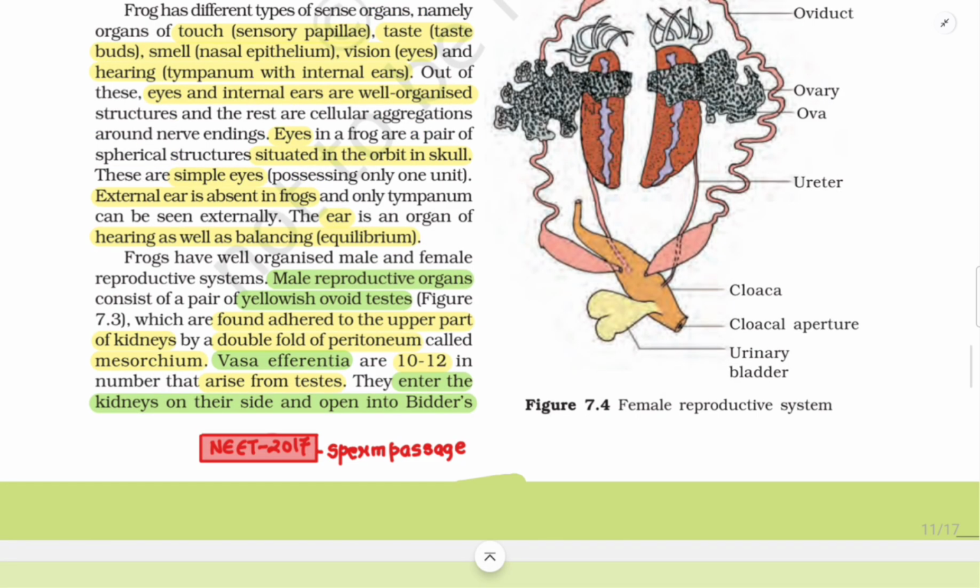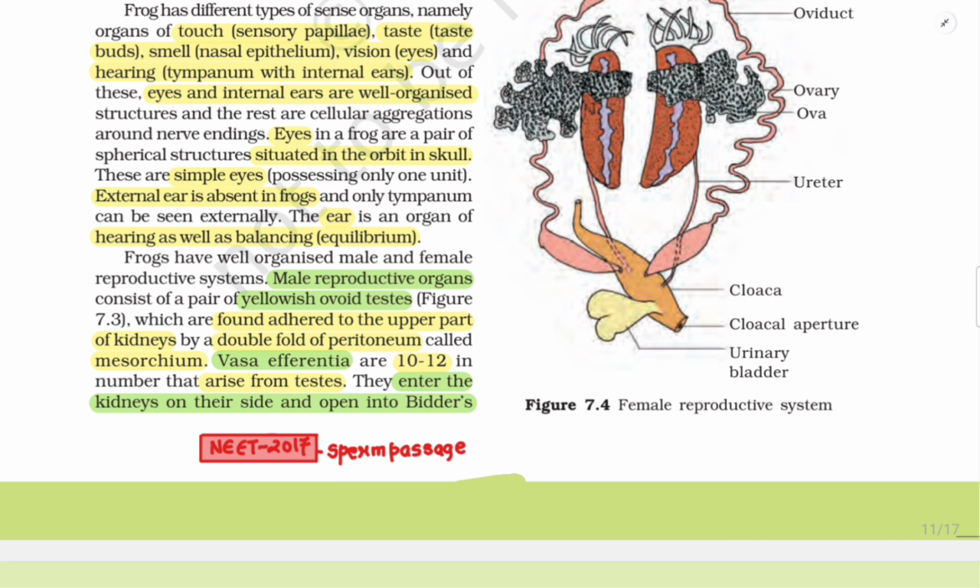column. Frog has different types of sense organs, namely organs of touch, which are sensory papillae, taste buds, smell, nasal epithelium, vision, eyes, and hearing, which is done by the tympanum with internal ears. Out of these, eyes and internal ears are well organized structures, and the rest are cellular aggregations around nerve endings.